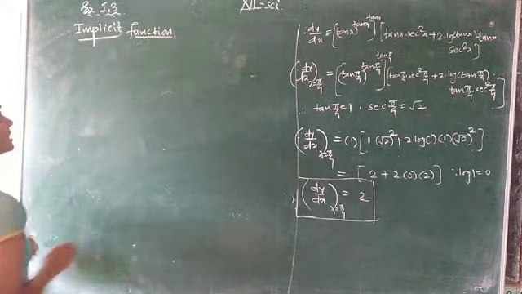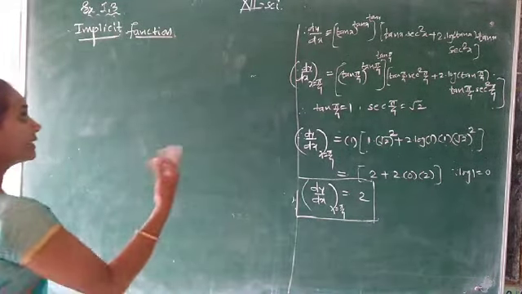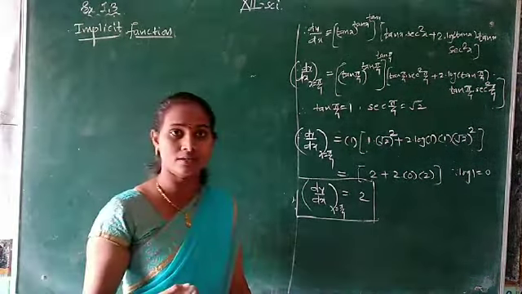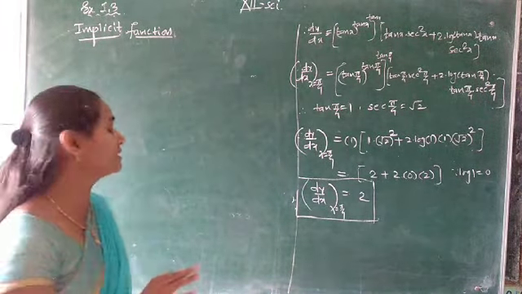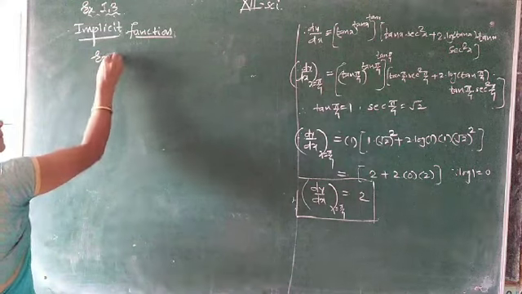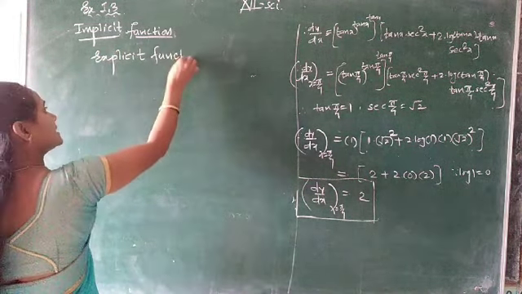So before we see implicit functions, we see what is meant by explicit functions. The examples we already solved in earlier lectures are of the form of explicit functions. So what is meant by explicit functions?